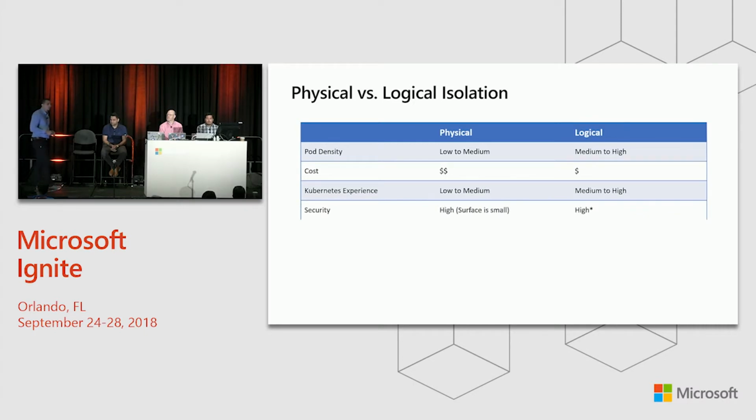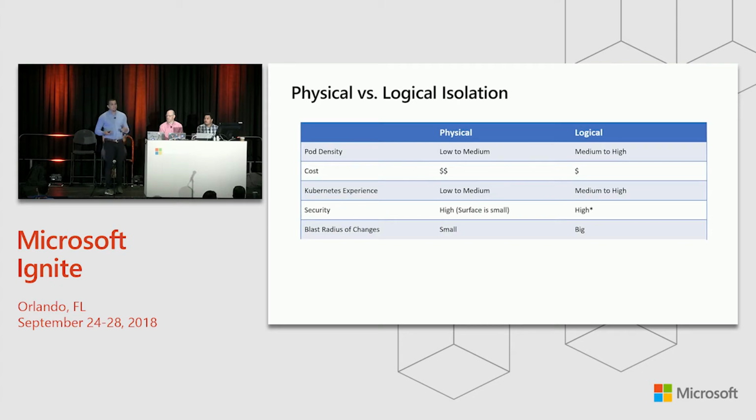From security perspective, both are high. The physical isolation has a better advantage over logical isolation in the sense that you're just exposing a smaller surface. You have one workload or one team inside this physical cluster. While in logical isolation, you have a bigger surface, which means that you can achieve high security, but you need to be more strict in your security controls applied to the cluster. Blast radius of changes. Again, in physical isolation, you have smaller surface. Thus, the blast radius of changes will just impact this workload. While on logical, you have a bigger surface, then the blast radius is bigger.